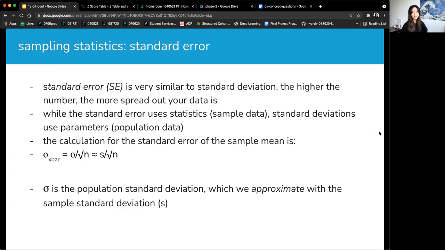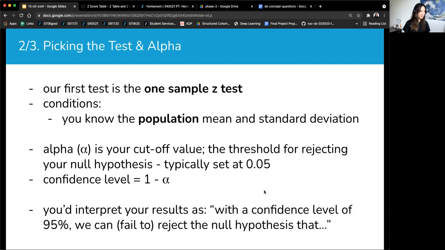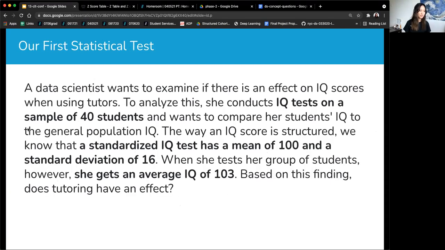I will say there's a lot of material out there that uses standard error and standard deviation interchangeably, especially when talking about a sample. But just so you know, if you see the phrase standard error, it means the same thing as a standard deviation, but usually for a sample. So as an example, if we go back to the problem that we had set up of the group of 40 students, here we only say that the average IQ is 103, but if she had calculated the standard deviation of these 40 students, then that would be a standard error.